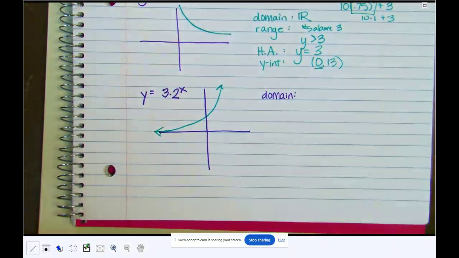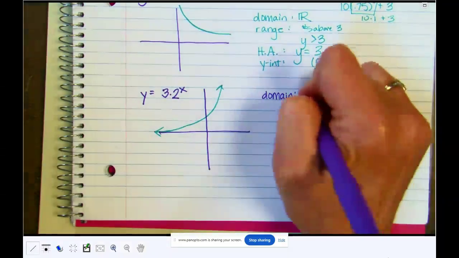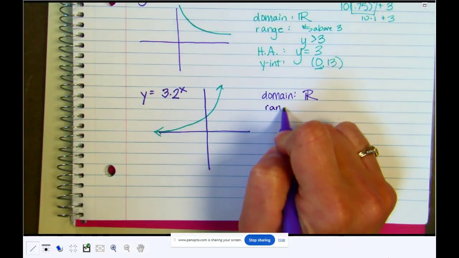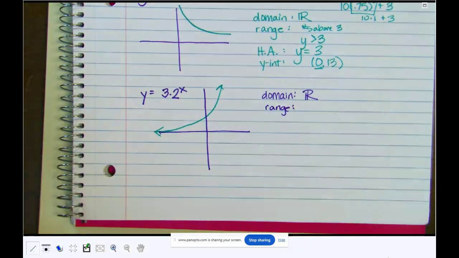Okay, 3 points. What's the domain? All real numbers. Now, we're doing this one because some people, not everybody, some people are going to be frustrated because you're like, I don't even know what that number is. Okay, you told me it was the number, Mrs. Douglas. I did. What's the range?